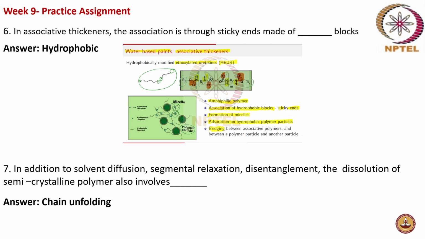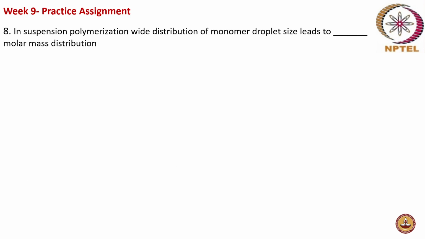Okay. The next question is, in suspension polymerization, wide distribution of monomer droplet size leads to dash molar mass distribution. I think since you just heard the brief recap, you wouldn't have an idea. Let me discuss the answer also. What happens in the case of suspension polymerization is that when you have wide distribution of monomer droplet size, it leads to a broader molar mass distribution. Okay.